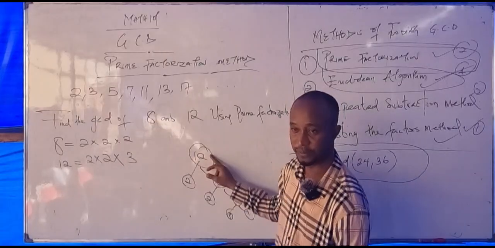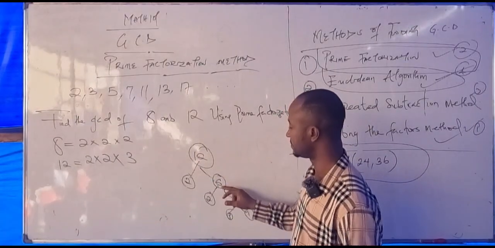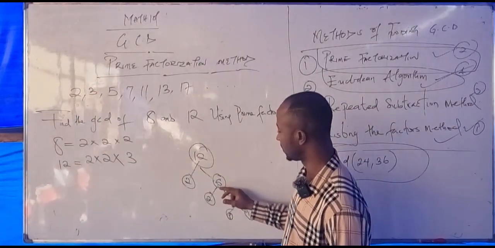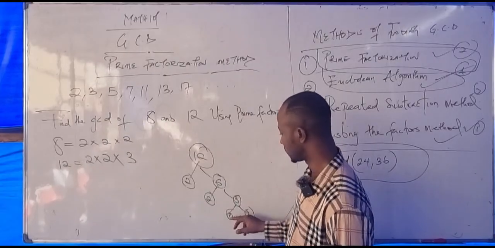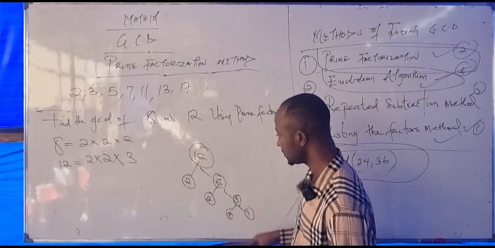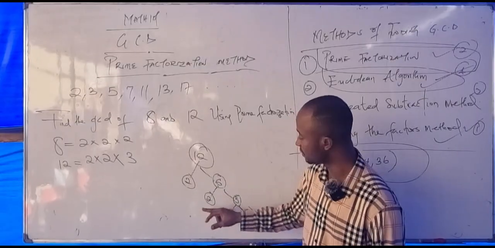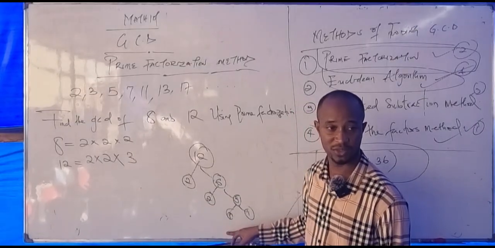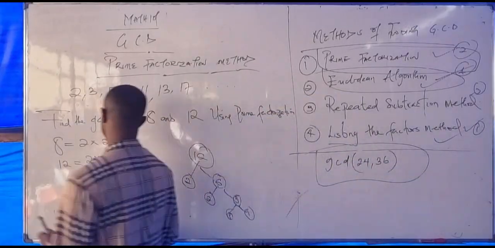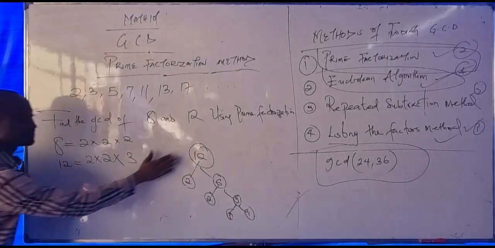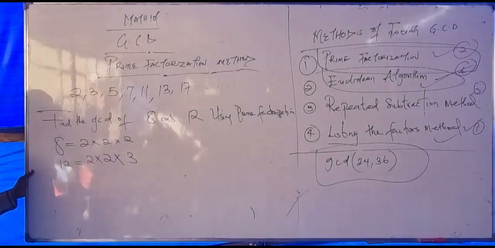We have 12, Abi? Divide by 2, what do you have? 6. Divide by 2 here, what do you have? 3. Divide 3, what do you have? That means we have 2, 2, 3. 2 times 2 is 4. 4 times 3 will give us 12. Are you getting the gist here?